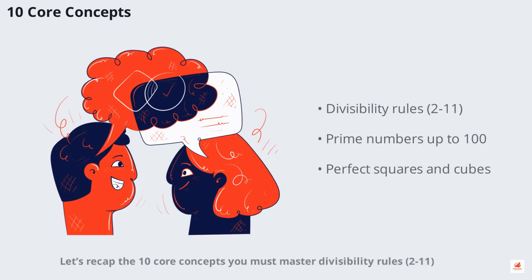Let's recap the 10 core concepts you must master. Divisibility rules 2 to 11, prime numbers up to 100, perfect squares and cubes up to 20, HCF/LCM relationships, BODMAS order, properties of 0 and 1, even-odd rules and operations, place value system, decimal operations, and negative number rules. These are the building blocks for solving any number system question.